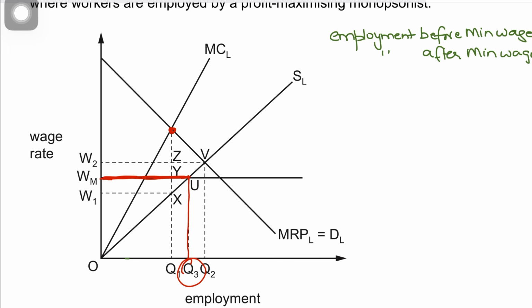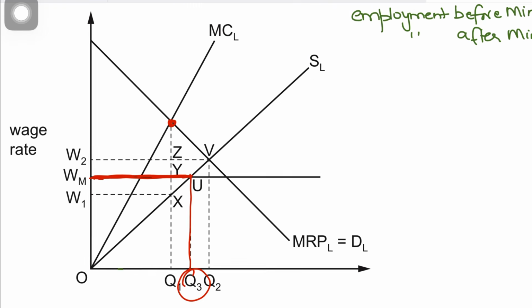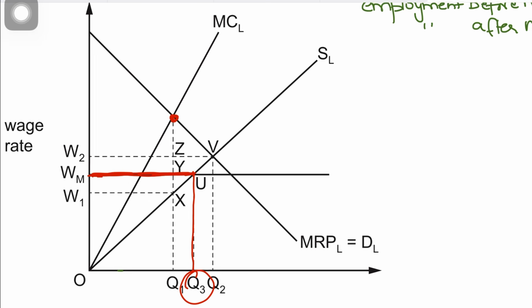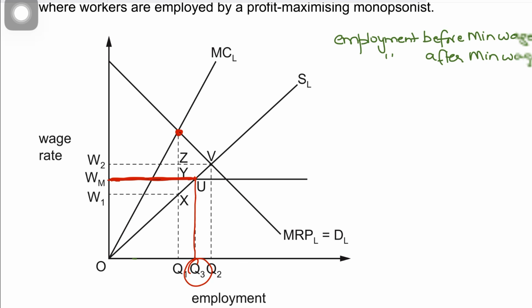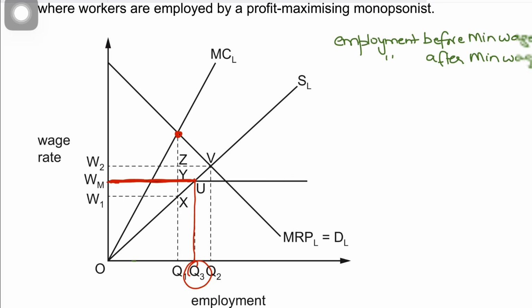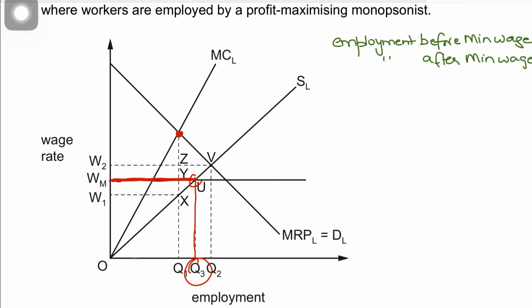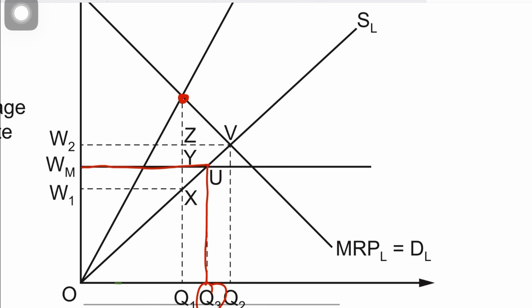So MCL becomes horizontal and becomes equal to the minimum wage at that rate. So MCL becomes horizontal, right? But only up till Q3, right? Because Q3 is the point where the minimum wage intersects the labor supply curve, right? And what this means is, after the minimum wage is imposed, how many workers are employed? Well, Q3 is employed.